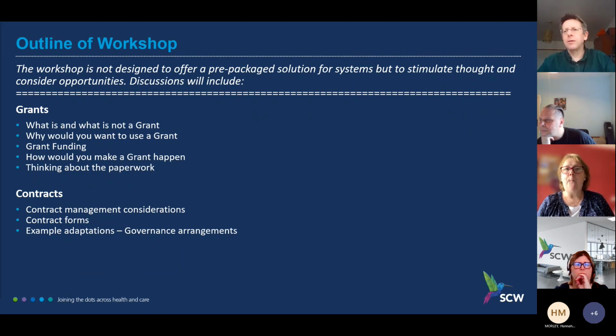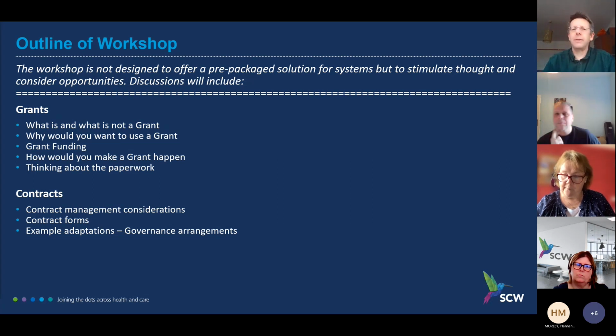Then we're going to look into the contracting side a little bit and look at the contract management considerations that you should have with regard to that. Some of the forms of contract that you may choose to enter into, and those of you who are familiar with the NHS standard contracts, some of the adaptations that you may choose to make to accommodate working in collaboration with groups of VCSE providers, and it's very much about the collaboration side of that.